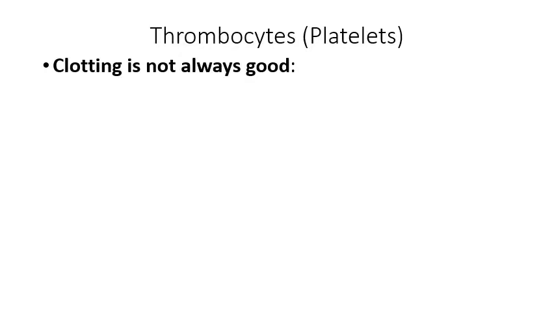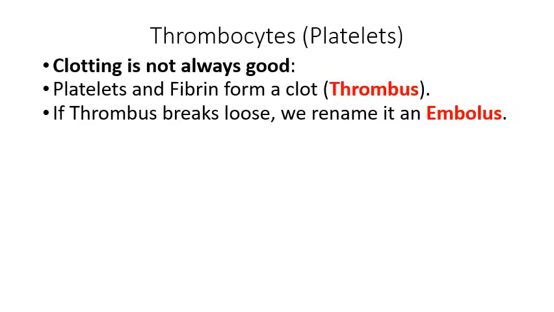Clotting is not always good. If the platelets and the fibrin form a clot, that's called a thrombus. It's supposed to stay in the area where the blood vessel is damaged, but it may not. If the thrombus breaks loose and starts wandering around the bloodstream, we give it a new name and call it an embolus. An embolus is capable of blocking blood vessels.